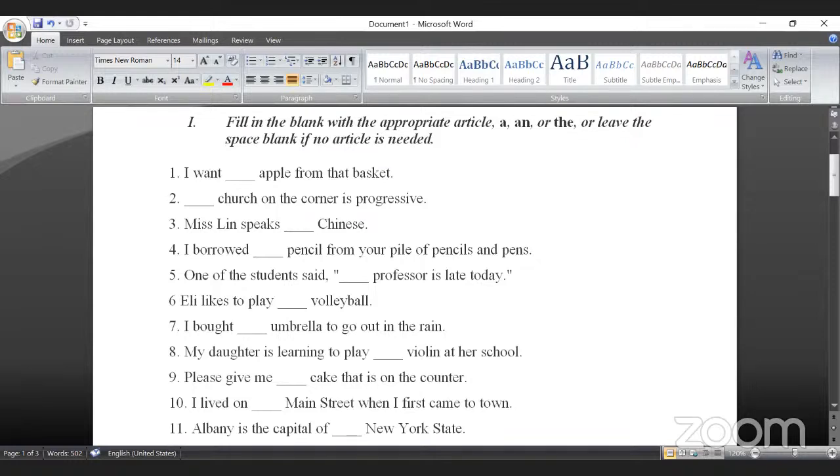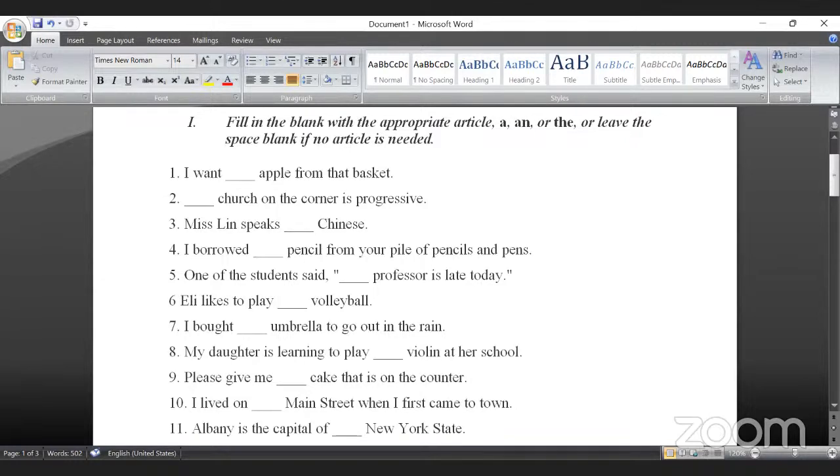The 8th one: my daughter is learning to play dash violin at her school. No article? Okay, why no article? Both of you give me a reason. I think because of the same rule which we applied in the 6th one. So my daughter is learning to play violin at her school. And the other person who said "the violin", why do you think it is the violin?